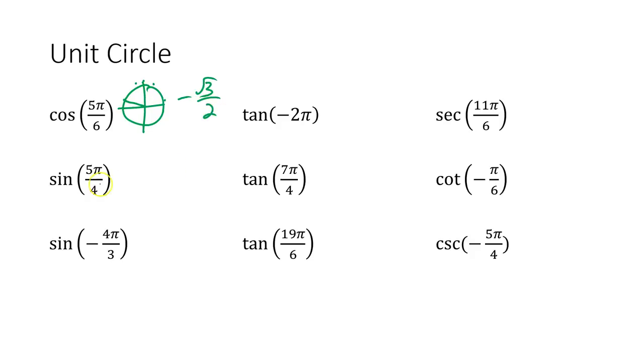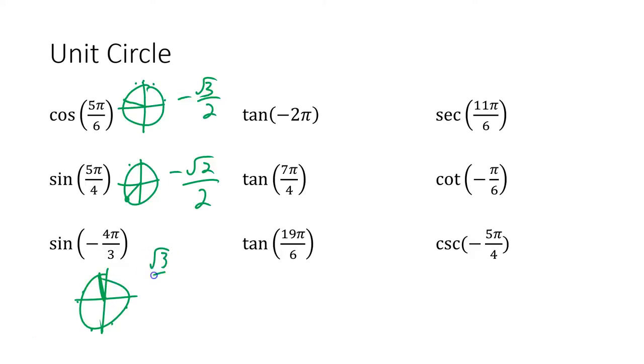Sine of 5 pi over 4, 1, 3, 5, that's this guy down here. Sine is going to be negative there, negative root 2 over 2, because it's one of the corners. Sine of negative 4 pi over 3, negative goes down, that's 8 pi over 6. 1, 2, 3, 4, 5, 6, 7, 8 is right up here. Sine is the y value, so it's the long one here, it's going to be root 3 over 2.